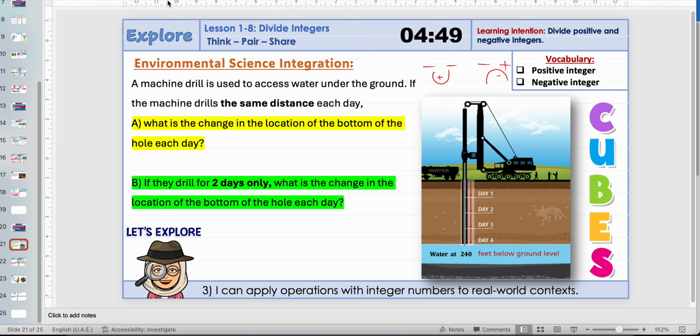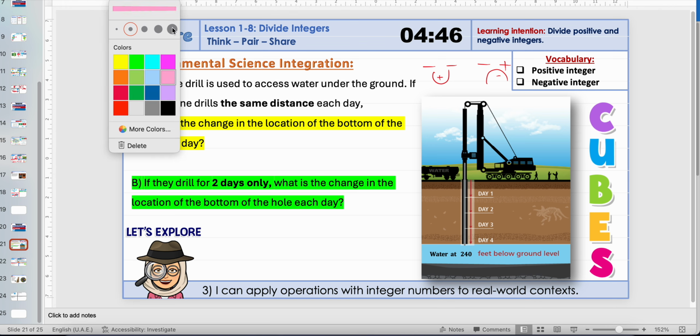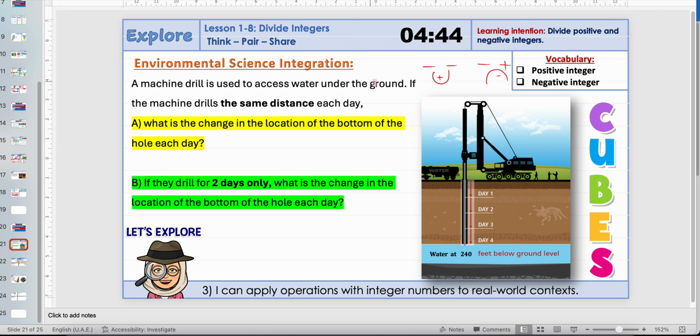A machine drill is used to access water under the ground. If the machine drills the same distance each day, what is the change in the location of the bottom of the hole each day? So how much is it drilling? It's drilling 240. Okay, it should drill 240 throughout all days. And we need to see how much each day this machine should drill.